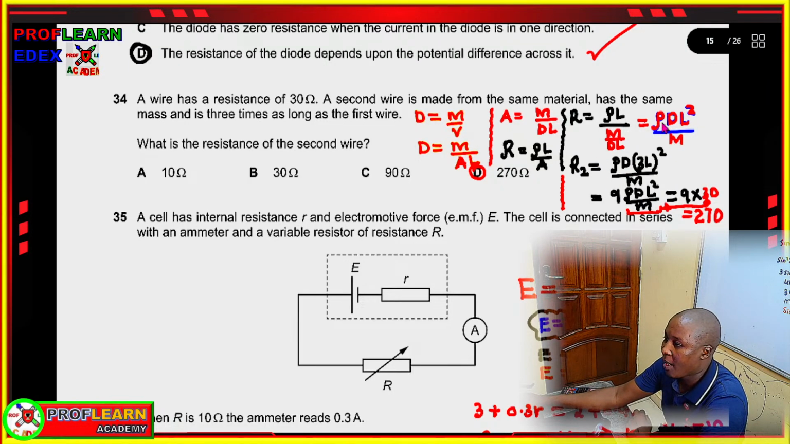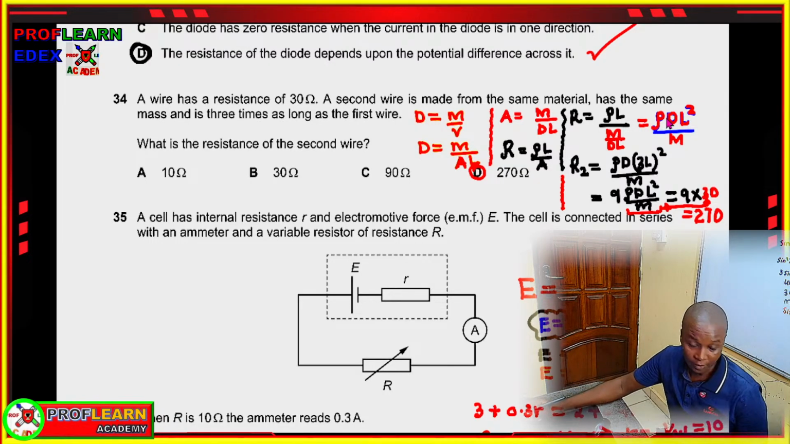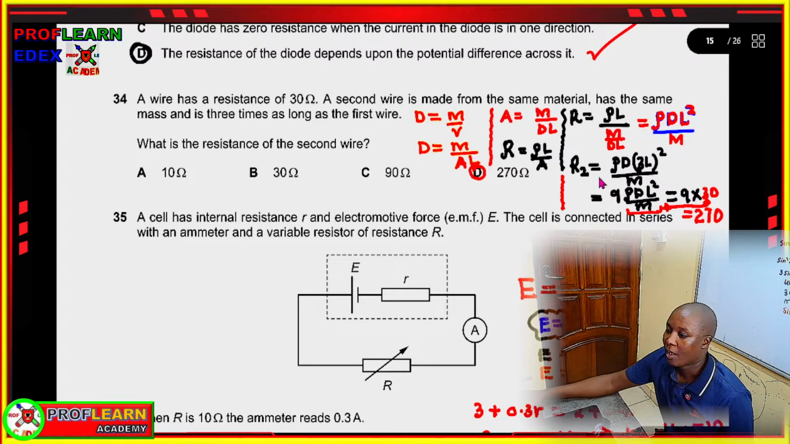Resistance is equal to resistivity times the density, D here is density, L is the length, all over M. But we are told the second wire is made from the same material. So density will be the same, and the mass you are told here is the same. So the resistance of the second wire: resistivity is the same, density is the same, but the wire is 3 times as long as the other wire, so it's going to be 3L.